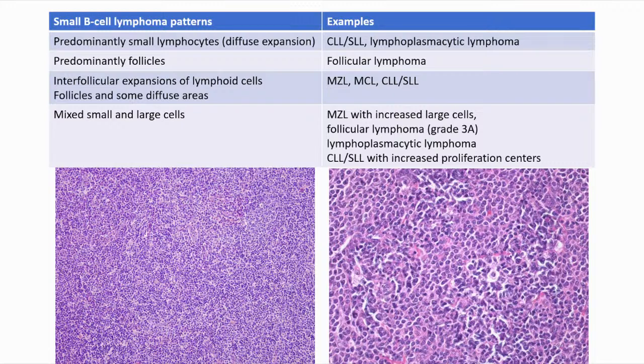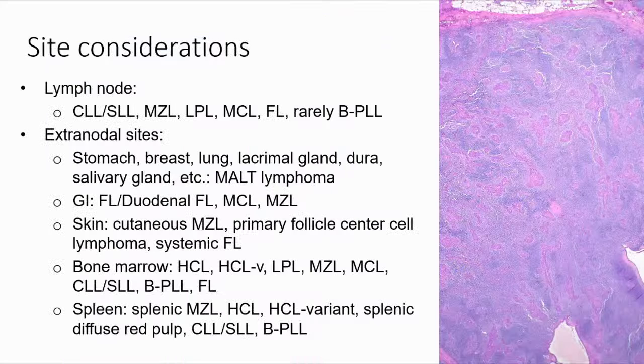So, site considerations. The lymph node is obviously what we most commonly think of, and the widest array of small B-cell lymphomas, after all, that's where normal lymphocytes are localized, will be seen in the lymph node. Like CLL, marginal zone, lymphoplasmacytic lymphoma, mantle cell, follicular, and very rarely B prolymphocytic will be in the lymph nodes, but also extranodal sites are a lot of the specimens that we get.